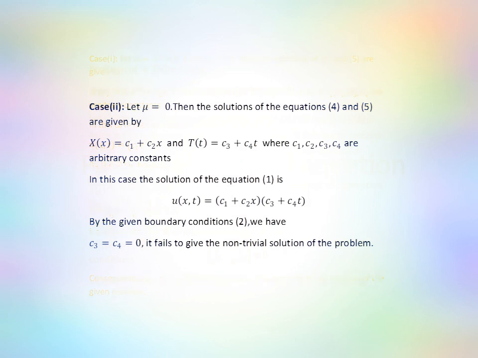Now case 2: let mu equal to 0. Then the solutions of equations 4 and 5 are given by integration: X of x equal to c1 plus c2 x and T of t equal to c3 plus c4 t, where c1, c2, c3, c4 are arbitrary constants. This is basic integration, I hope you know. So in this case, the solution of equation 1 is u of x, t equal to c1 plus c2 x multiplied by c3 plus c4 t. By the given boundary conditions, we have c3 equal to c4 equal to 0. It fails to give a non-trivial solution of the problem.